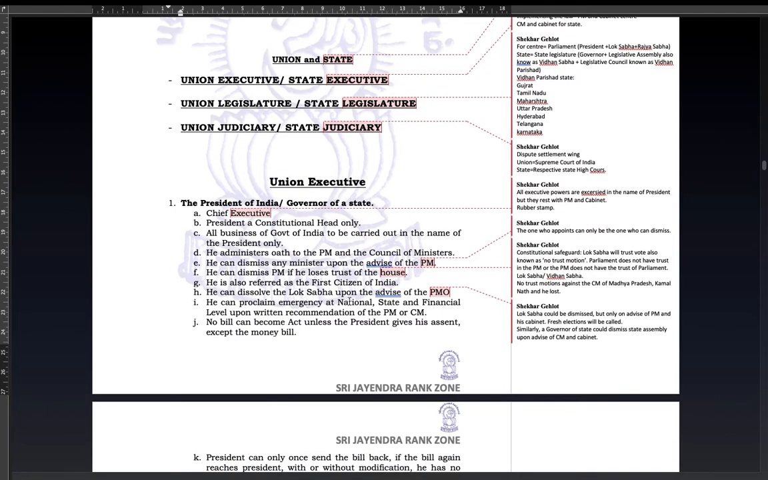He can proclaim emergency at national, state and financial level upon written recommendation of the Prime Minister or a Chief Minister.